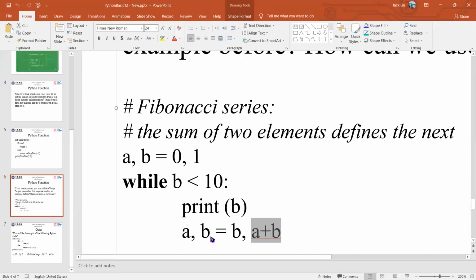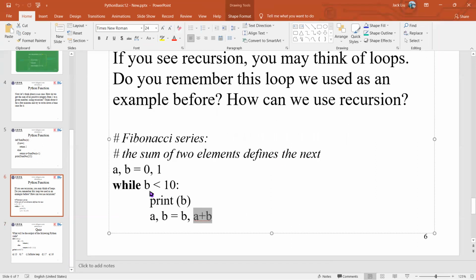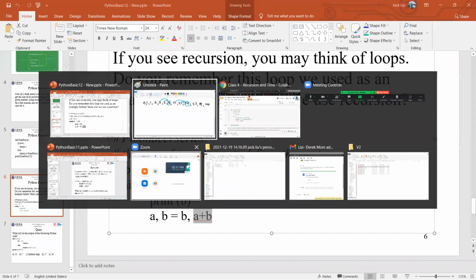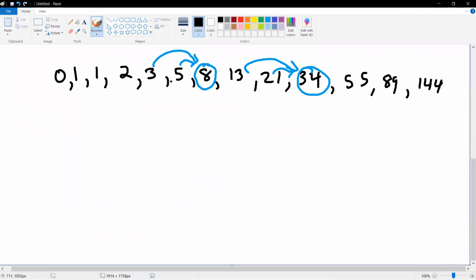But if we update one of our variables with that, and then it's already updated, we have trouble updating the other one. And so this just allows us to do all the updates at the same time. a becomes b, b becomes a plus b, and we just repeat in a loop. And we stop when b is greater than or equal to 10. Okay, so this will print out 1, 1, 2, 3, 5, 8. Right? Because once it gets to 13, it's greater than 10, it doesn't print it.